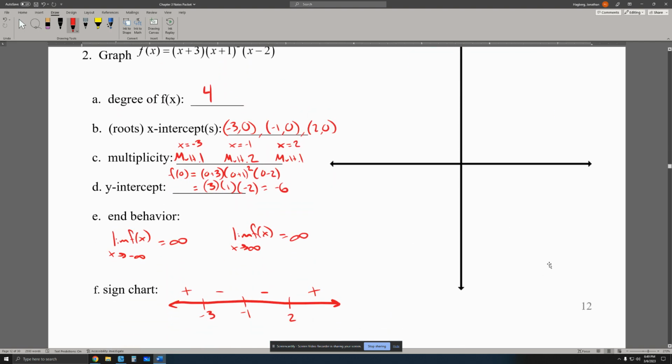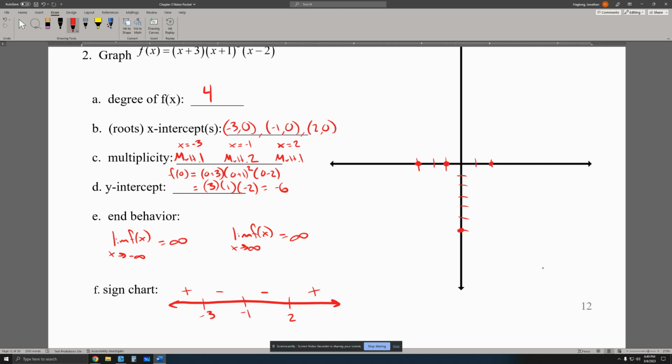So let's go ahead and graph this. I notice that we have zeros at -3. 1, 2, 3. We have one at -1. We have a y-intercept of -6. 1, 2, 3, 4, 5, 6 right here. And then we have another at x equals 2.